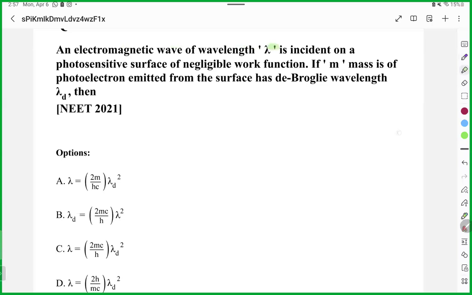The electromagnetic wave of wavelength lambda is incident on the surface with negligible work function. If mass of the photoelectron emitted from the surface is m and de Broglie wavelength is lambda d, then what is lambda?